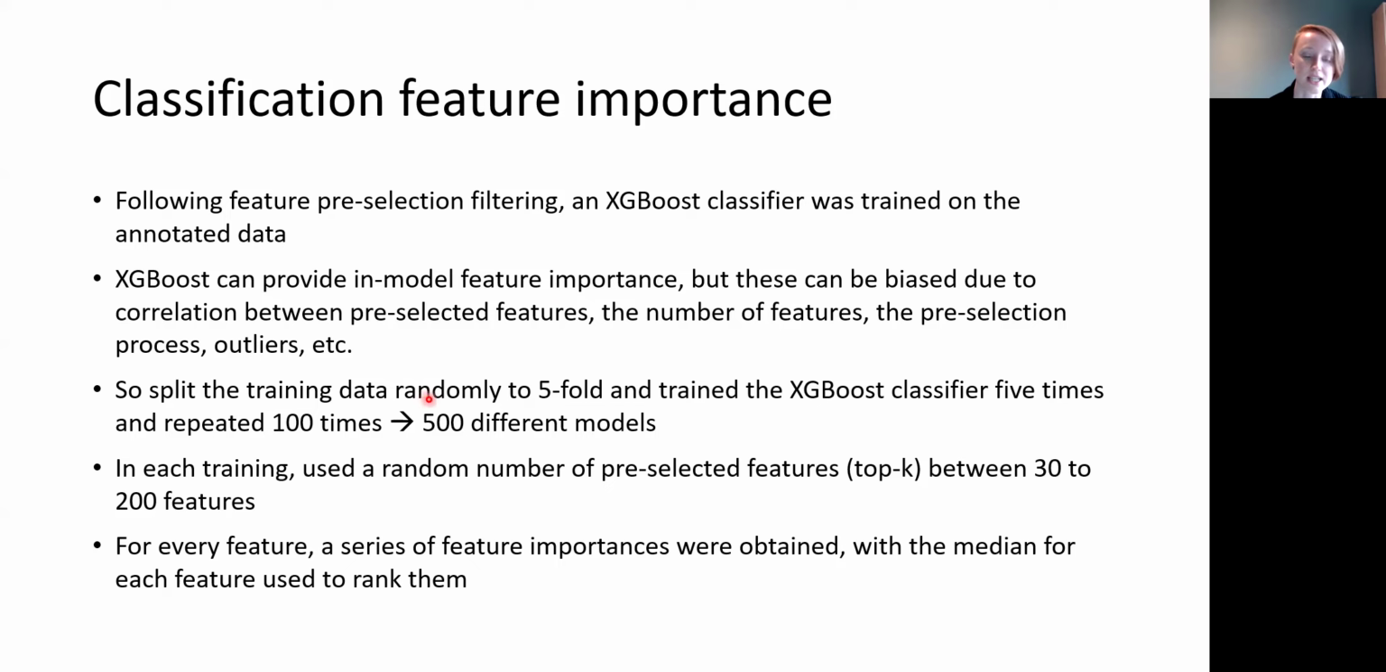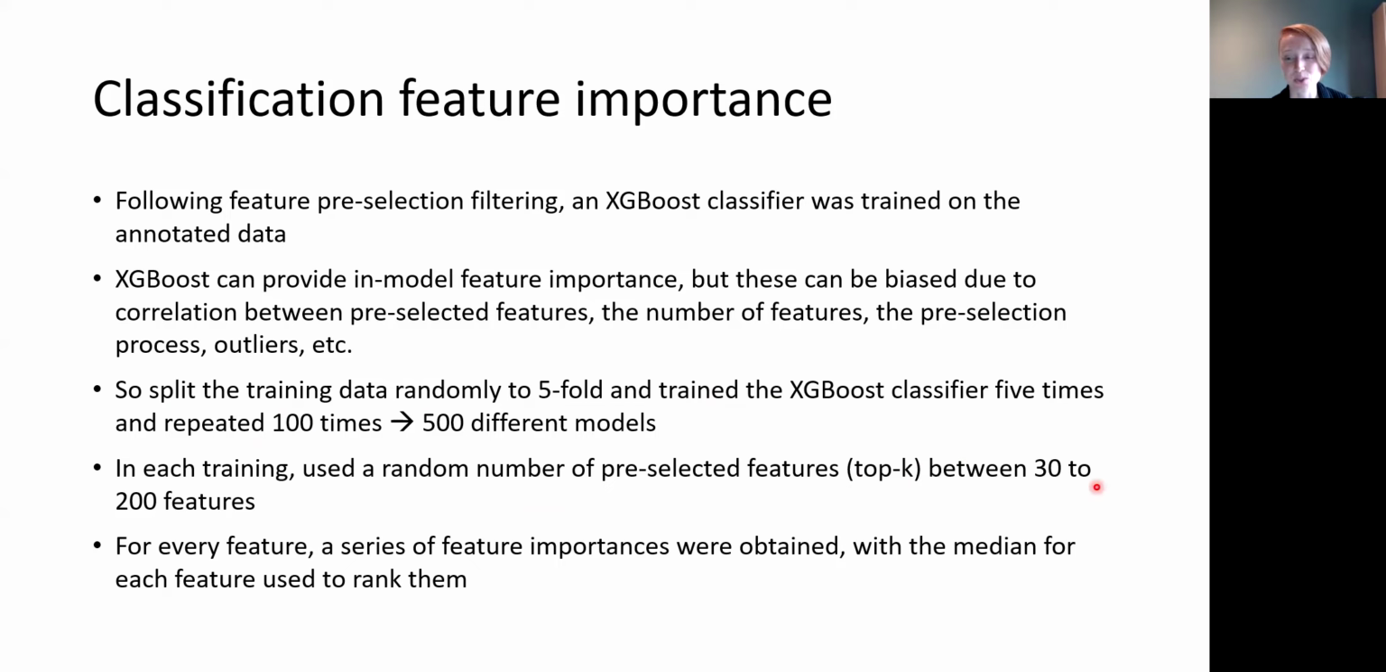So they split the training data randomly into 5 different folds and used 5-fold cross-validation to train their classifier 5 times, and then they repeated this 100 times, so they ended up with 500 different models from their particular classification model. In each training set, they used a random number of pre-selected features. So this is the K that we were talking about a few slides ago.